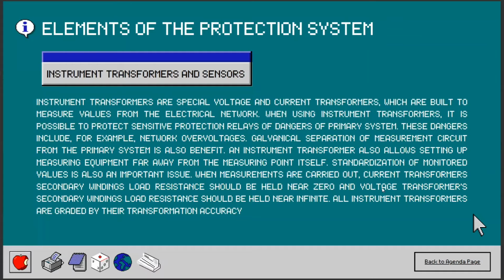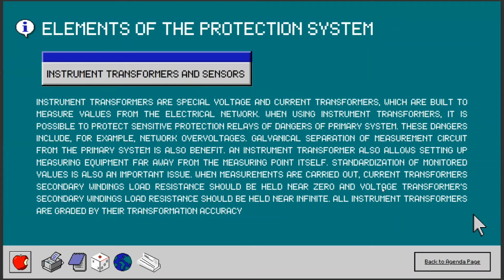So when using instrument transformers, it is possible to protect sensitive protection relays of dangers of the primary system. So kaya ginagamit yung PT and CT pang-measure nung voltage and current dun sa ating network is for the protection ng mga equipment natin na nakakonekta dun sa power system natin. These dangers include, for example, network overvoltage. Galvanic separation of the measurement circuit from the primary system is also a benefit. An instrument transformer also allows setting up measuring equipment far away from the measuring point itself.